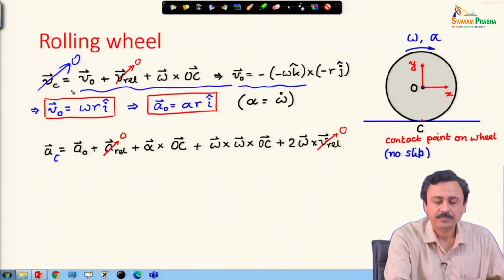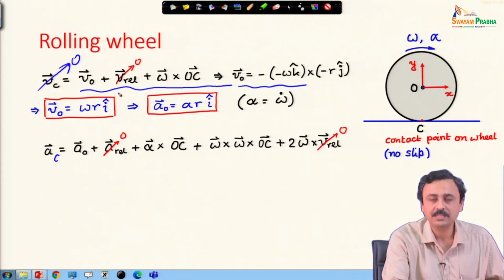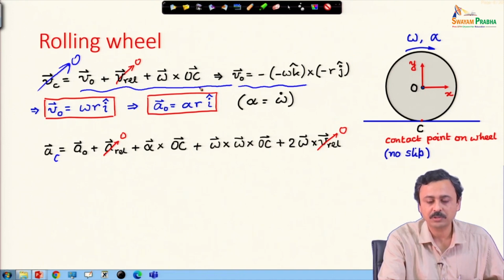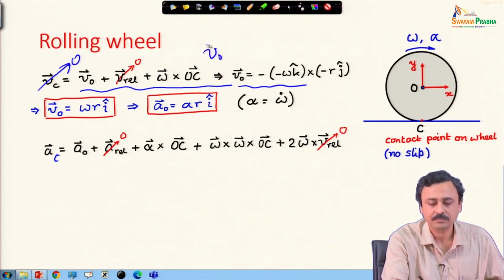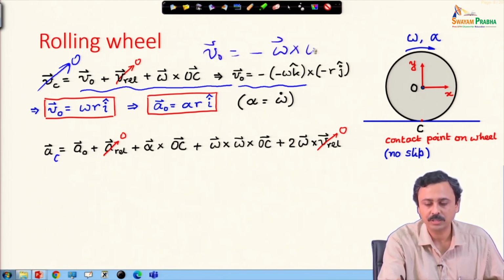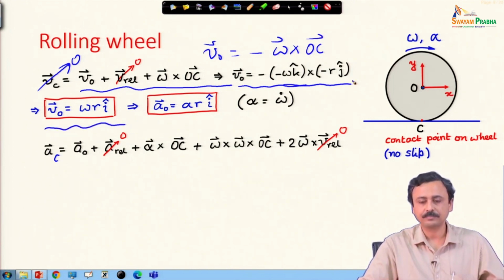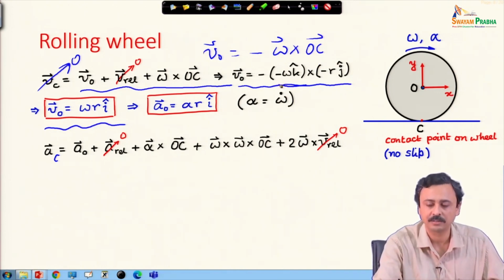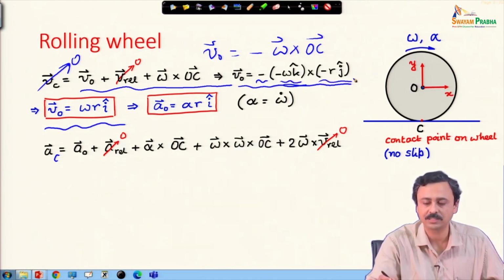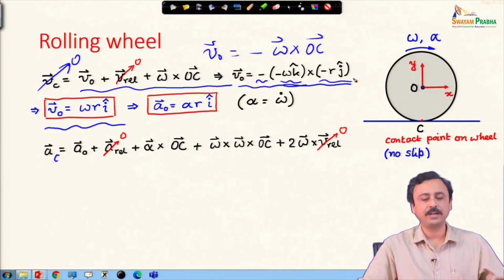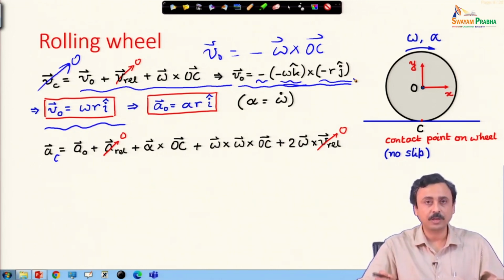Therefore, Vc is 0, that is equal to V naught plus Vrel, which is 0 plus omega cross OC. Because this must be 0, V naught must be equal to minus omega cross OC, and that is how we have arrived at these expressions. Omega itself has this representation and OC has this representation, and from there we arrived at V naught, the velocity of the center of the wheel, and by differentiating we get the acceleration of the center of the wheel.